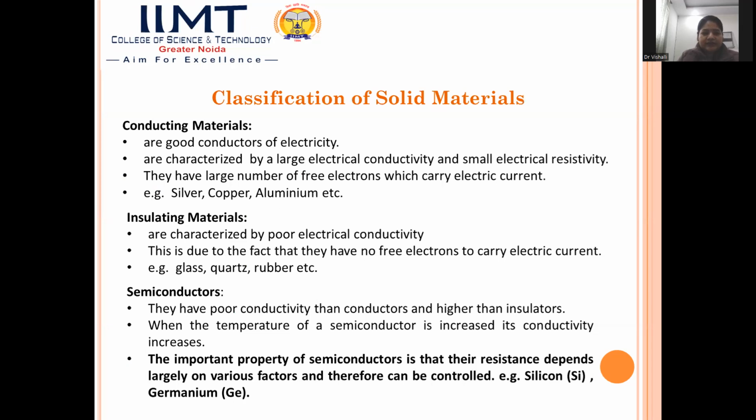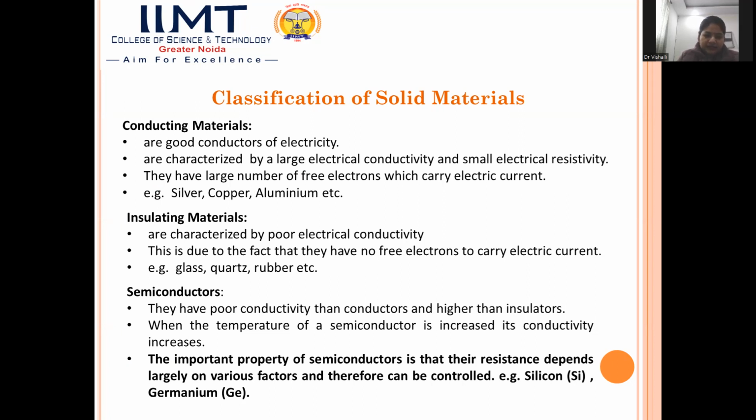The second category is insulating material, insulators. Insulator materials are characterized by poor electrical conductivity. They are bad conductors of electricity. Again, the reason for such a property of insulating material is that they don't have free electrons, which are required to carry the electric current. The examples of insulators are glass, quartz, rubber, etc.